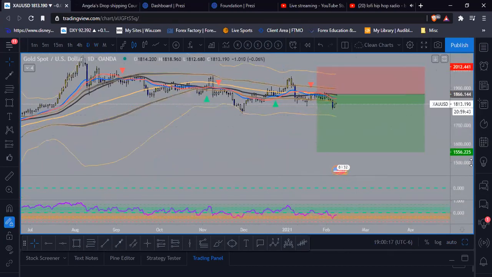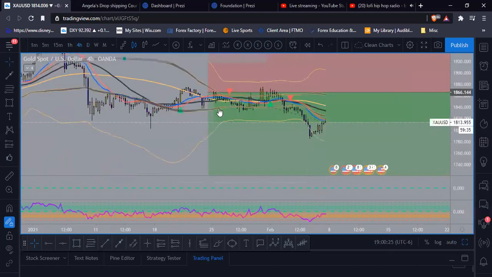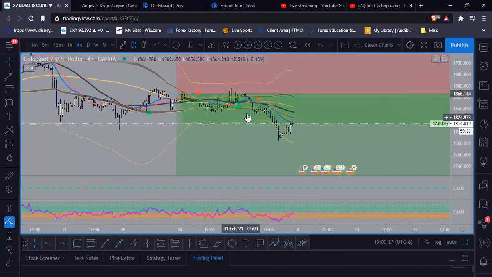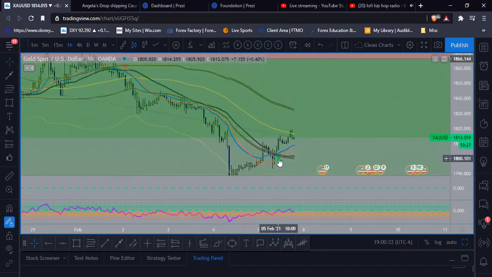Daily time frame, well, daily's been calling for a sell, but it just looked ugly. But it held over the RSI line and continued dropping. 4-hour time frame, gave a sell, dropped. 1-hour time frame. All right, so boom, got the buy on gold.